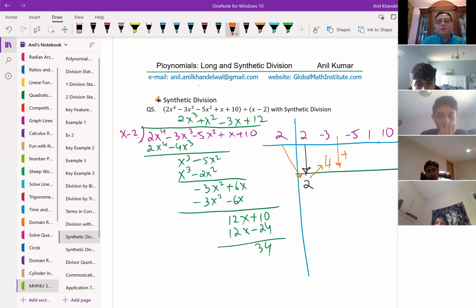Minus 3 plus 4 is how much? 1, correct? 1. Multiply 2 by 1, what do you get? 2. Add them. Minus 5 plus 2 is minus 3. Multiply 2 by minus 3, you get what? Minus 6. Add them. You get what? When you add them, you get minus 5. Multiply this by 2, add to 10. So something went wrong there. So let us check. Something went wrong.